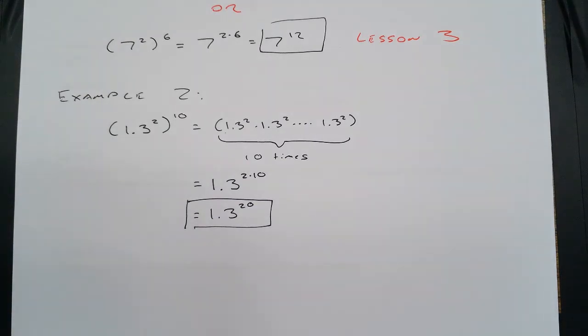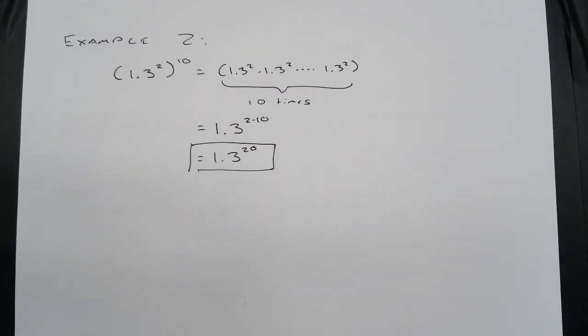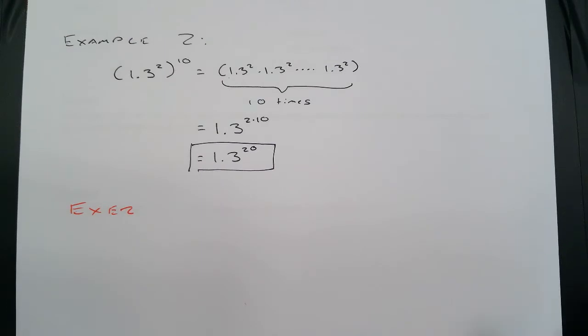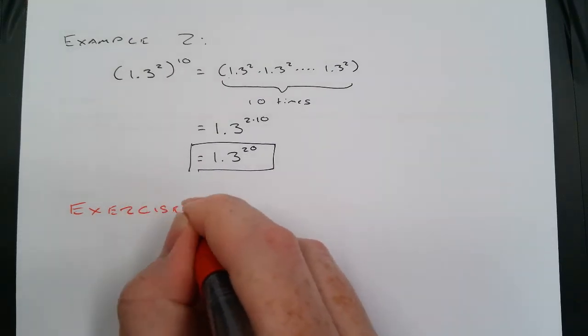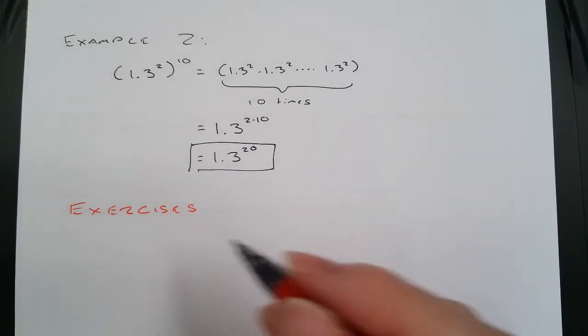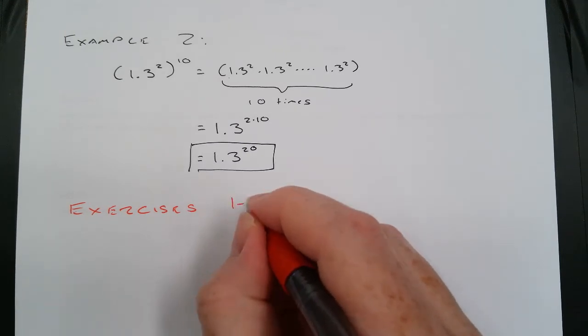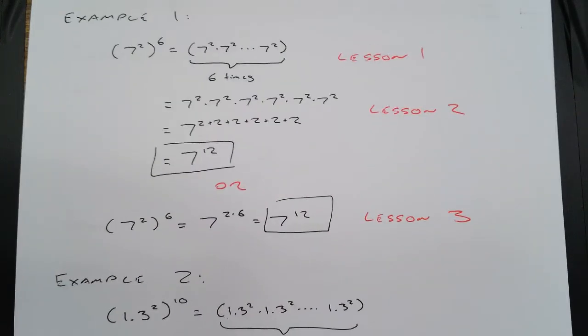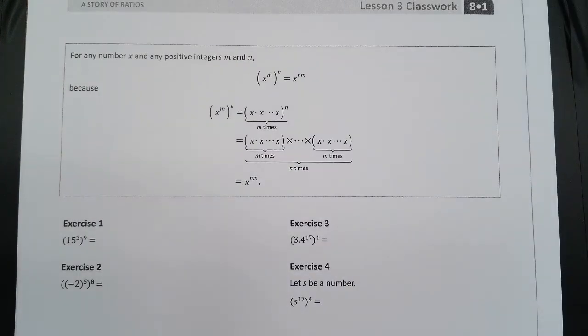So that's a couple examples we did together. Right now, I would like you to try in your workbook on page 23, exercises 1 through 5. So pause the video, work on exercises 1 through 5, and then we'll come back and walk through them together.